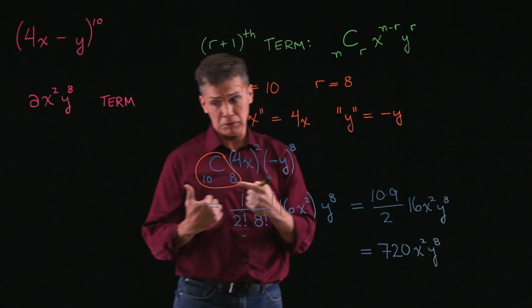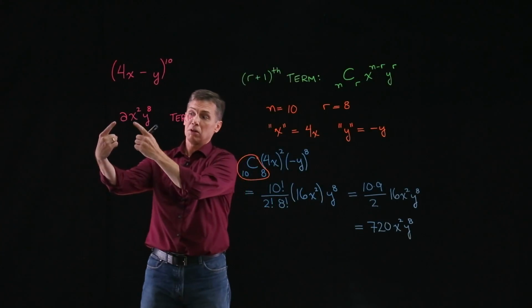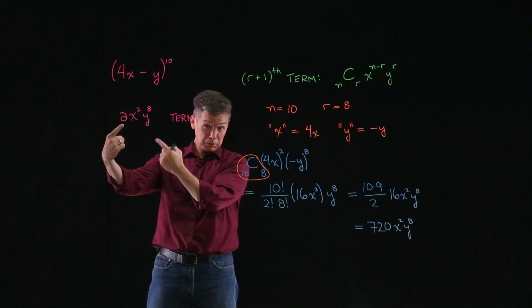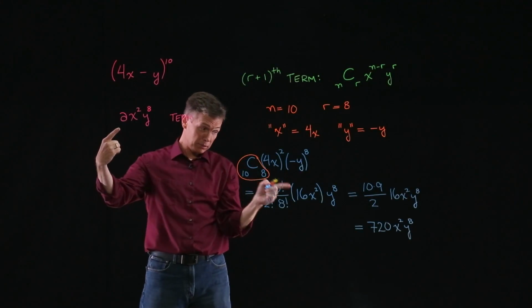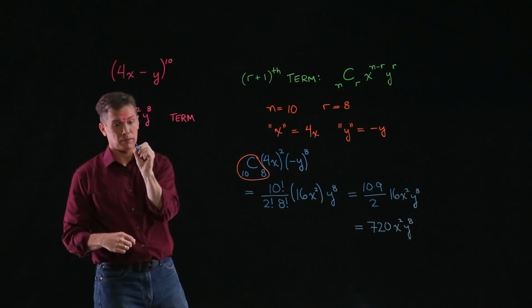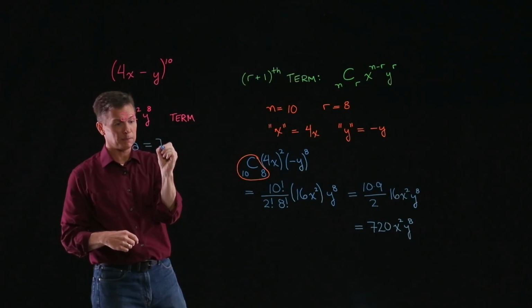Beautiful. We're done. If I slide over here, they wanted to know what that a would be. That'd be in front of the x squared y to the 8th. You can see my a equals 720. That's what they wanted.